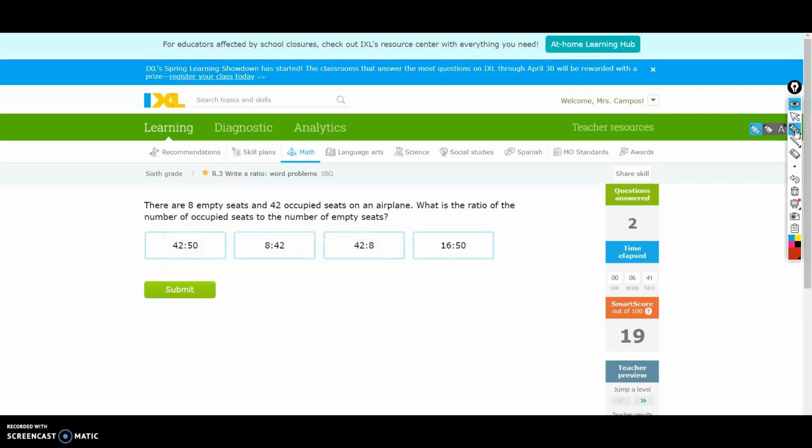Okay, there are 8 empty seats and 42 occupied seats on an airplane. What is the ratio of the number of occupied seats to the number of empty seats? So occupied first, we had 42 occupied, and then we had 8 empty. So we have 42 to 8.